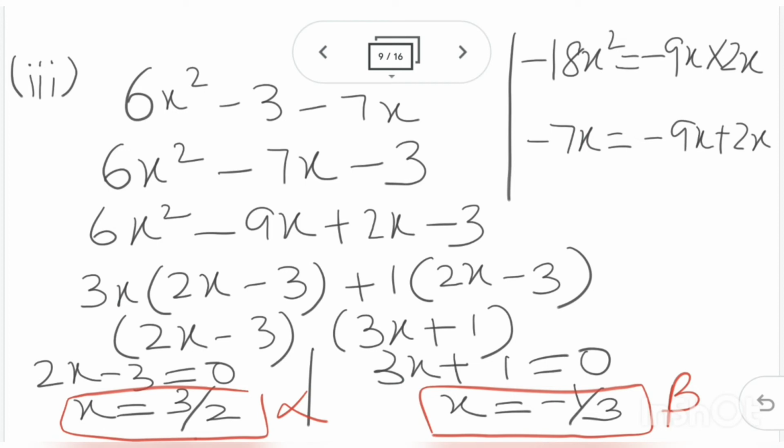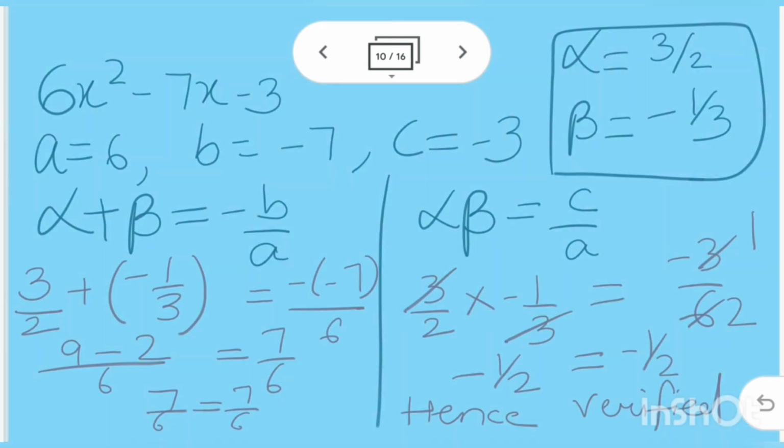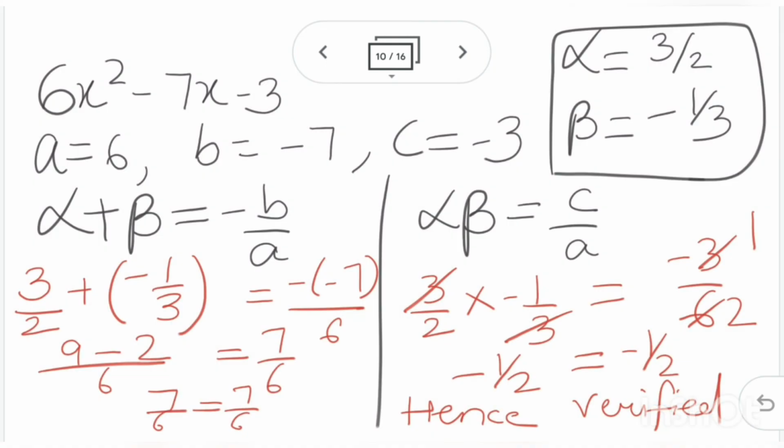Now we have found the two zeros of the polynomial. Now we will verify the relation between zeros and coefficients. So here, first of all, we will write the two zeros as alpha, beta. I have written here, and the coefficients are a is 6, b is minus 7, the coefficient of x, and c is minus 3, the constant term.